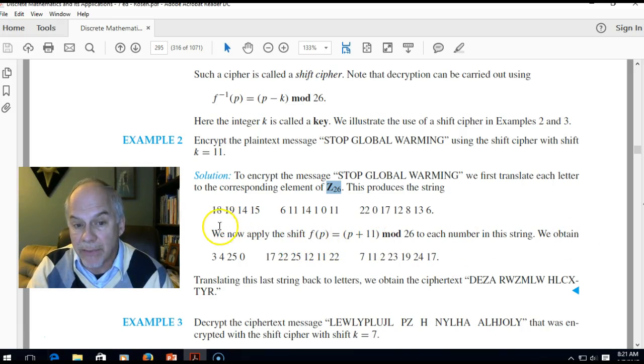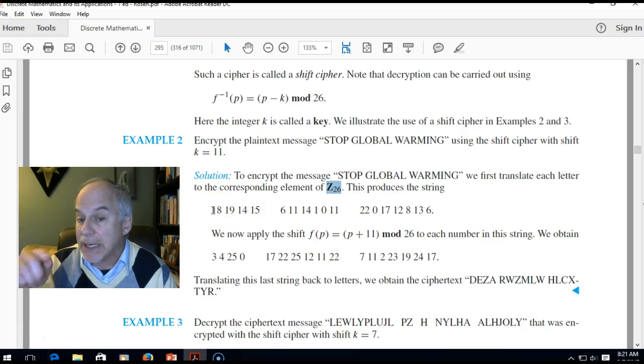So if you add 11 to 18, well, 18 plus 11 is 29, but in mod 26, we can't have 29. What's the remainder when you divide 29 by 26? It's 3. So that's why 18 got translated to a 3, or encrypted to a 3. 18 would be encrypted to a 4, and etc.